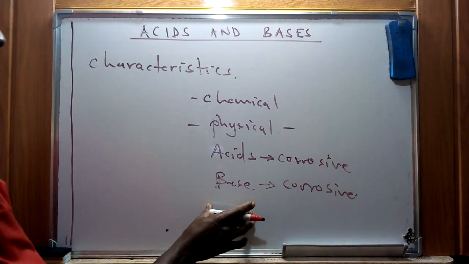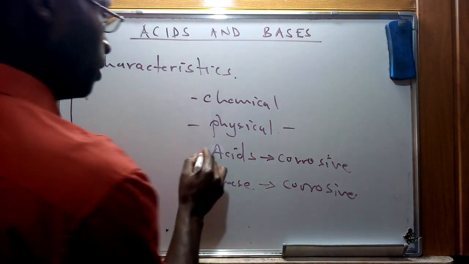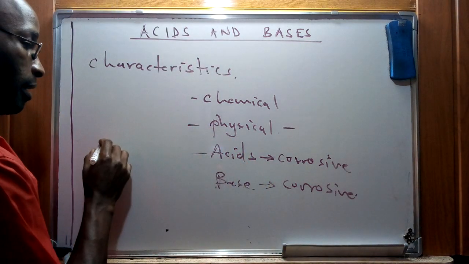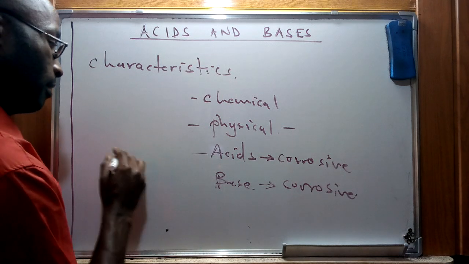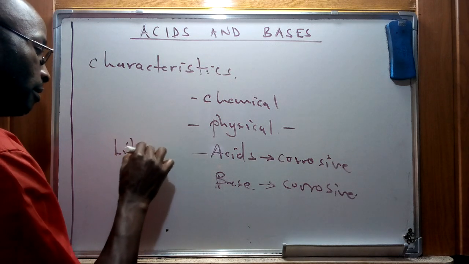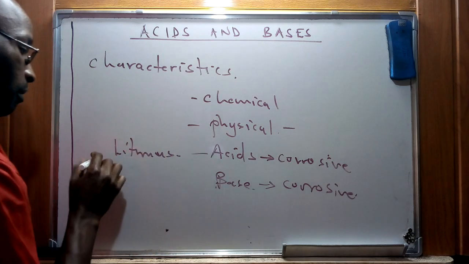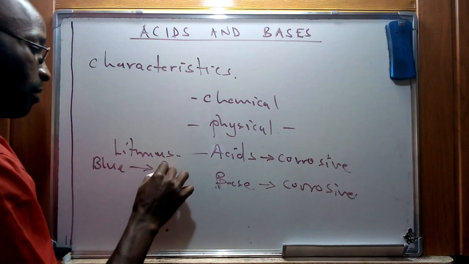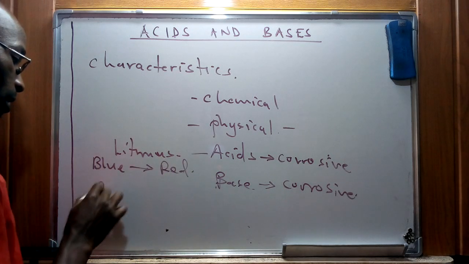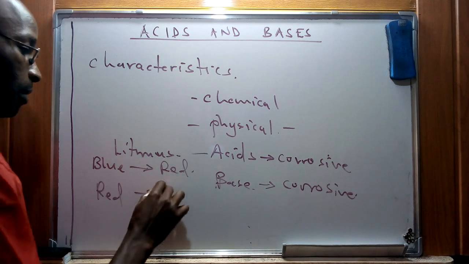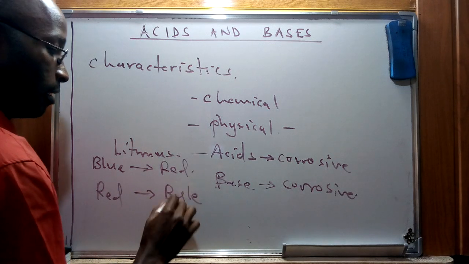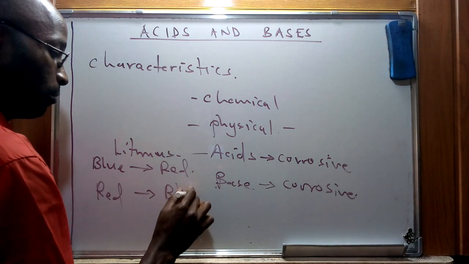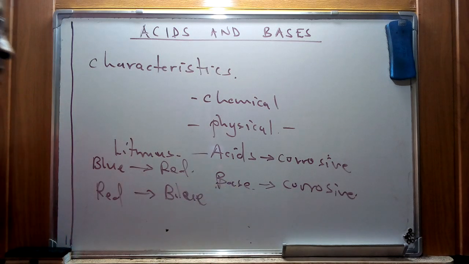If we look at their other physical properties, acids have a characteristic called litmus, whereby they change blue litmus to red, whereas the reverse happens for bases, which change red litmus paper to blue.